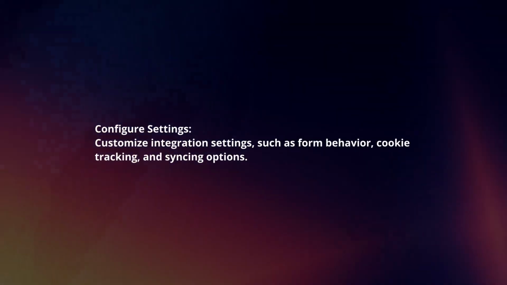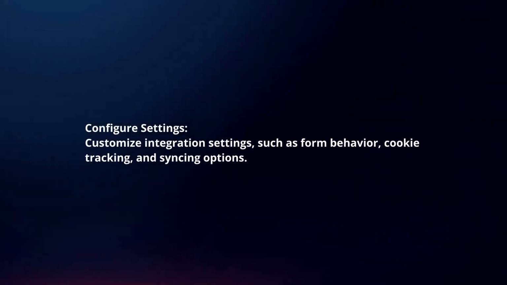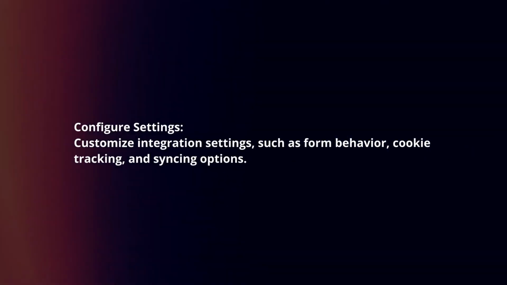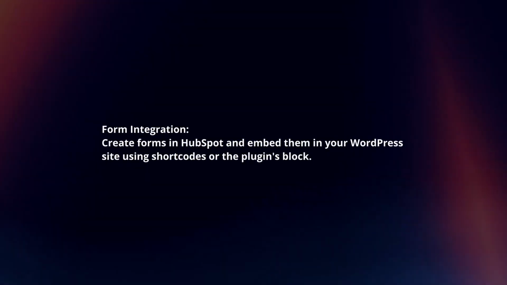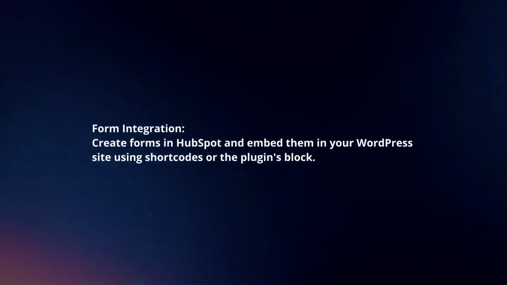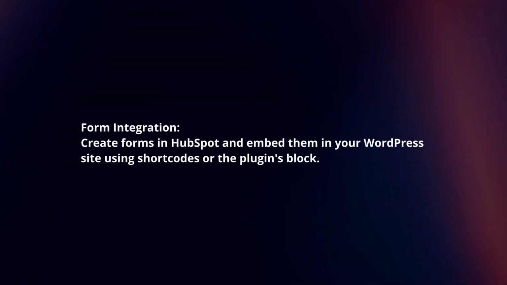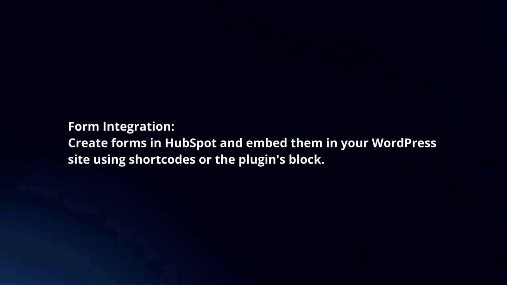Configure settings. Customize integration settings such as form behavior, cookie tracking, and syncing options. Form integration. Create forms in HubSpot and embed them in your WordPress site using shortcodes or the plugin's block.